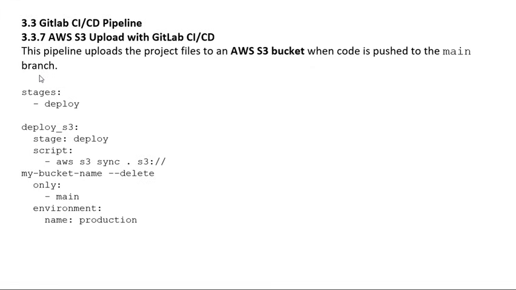pushed to the main branch. The code: stages: - deploy, and deploy_s3: stage: deploy, script: - aws s3 sync . s3://my-bucket-name --delete, only: - main, and environment: name: production.